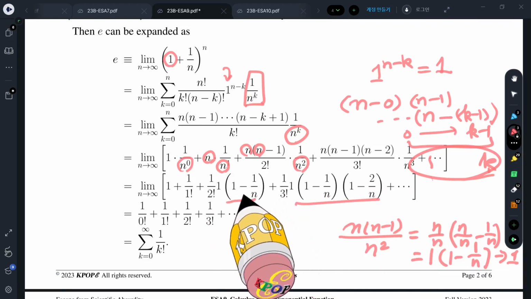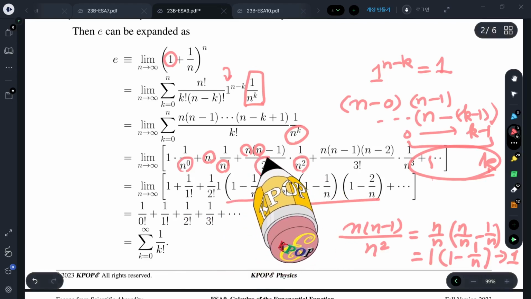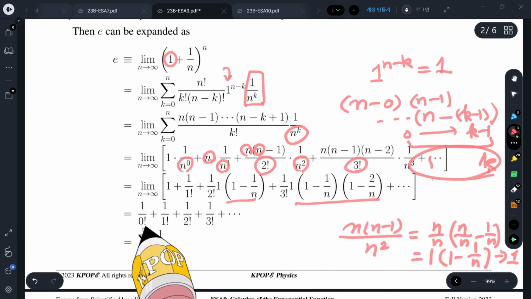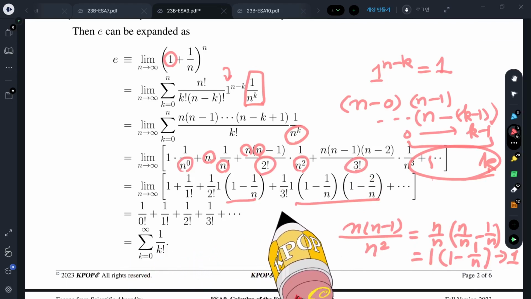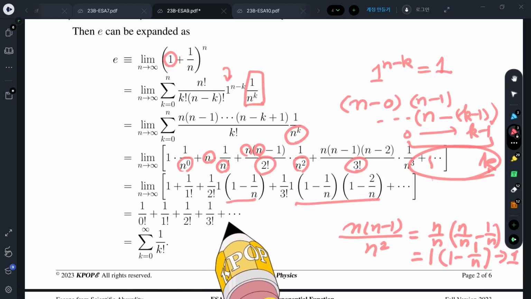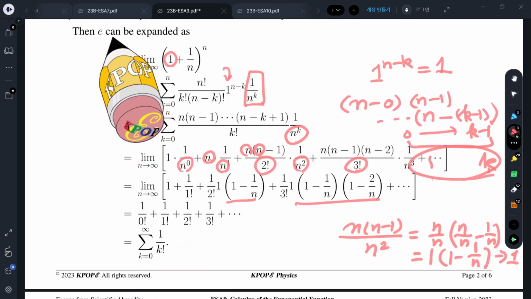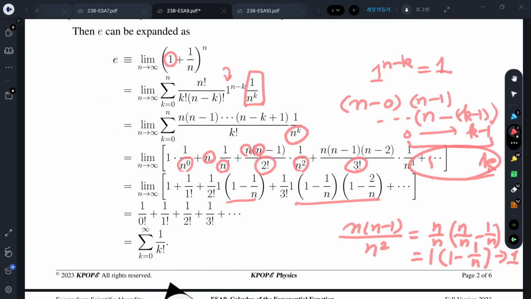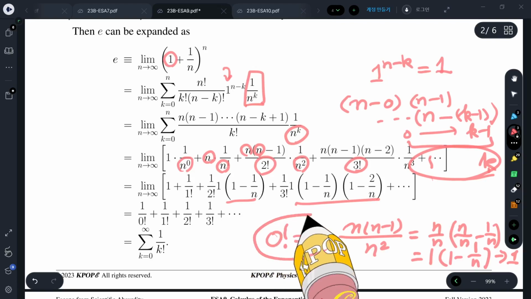They converge to 1. So every term has only a numerator increasing by 0 factorial, 1 factorial, 2 factorial, and so on. So it can be expressed in terms of a sum, using sigma notation. This natural exponent called Euler's number is the sum of 1 over k factorial from k equals 0 to infinity. Remember, 0 factorial is defined as 1. It is not 0.